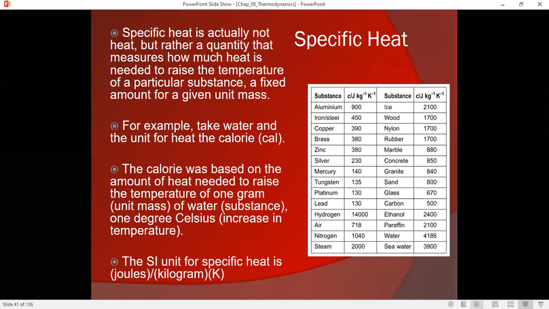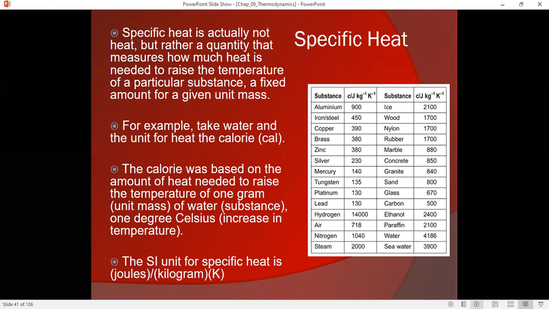Let's talk about specific heat. Specific heat is the amount of energy needed to raise the temperature of an object by a certain degree. We already said that with water, the specific heat is 4.186 joules for every gram that we want to raise per degree Celsius.